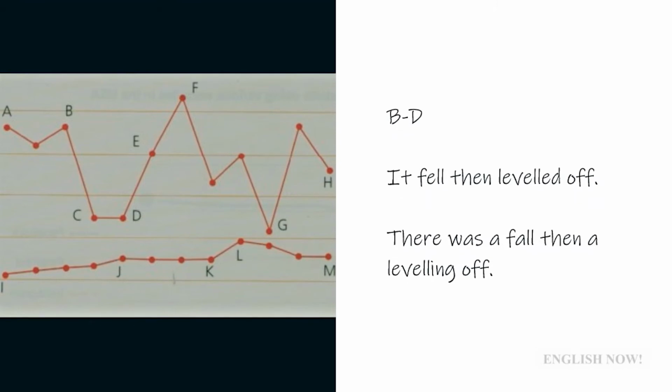This time we're looking at between points B and D. We can say it fell, then leveled off. Or there was a fall, then a leveling off, if we want to use nouns instead of the verbs.